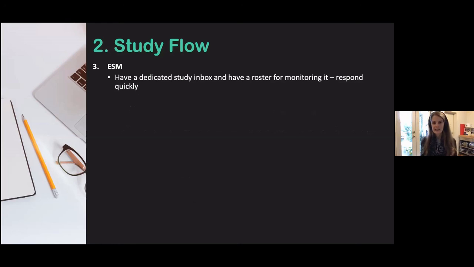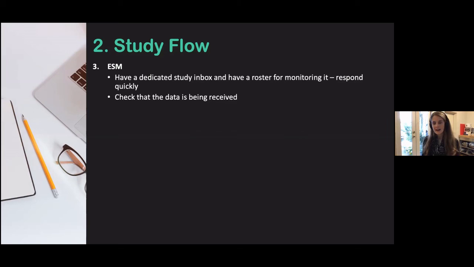During this, we have a dedicated study inbox. So we usually set up a Gmail and we have a roster in our team for monitoring it. It's really important to respond quickly to things like tech issues or concerns from the participants. Otherwise, you might lose data because the clock is ticking. So if their phone breaks and you don't respond to it till the next day, you lose all the data from that day, for example.